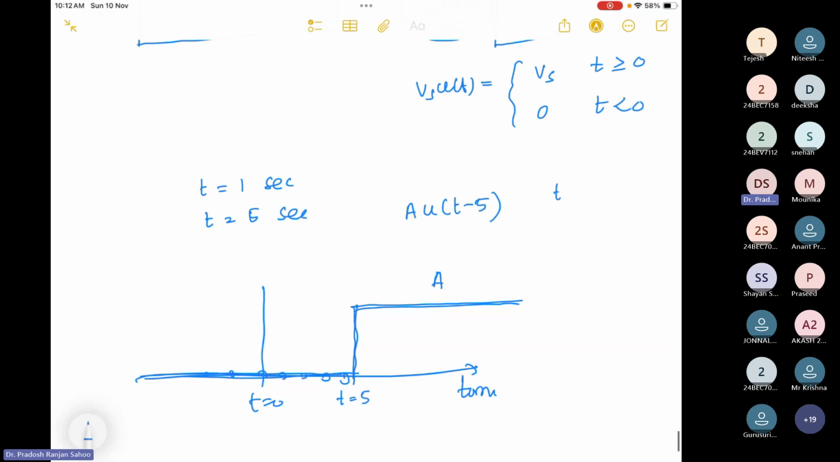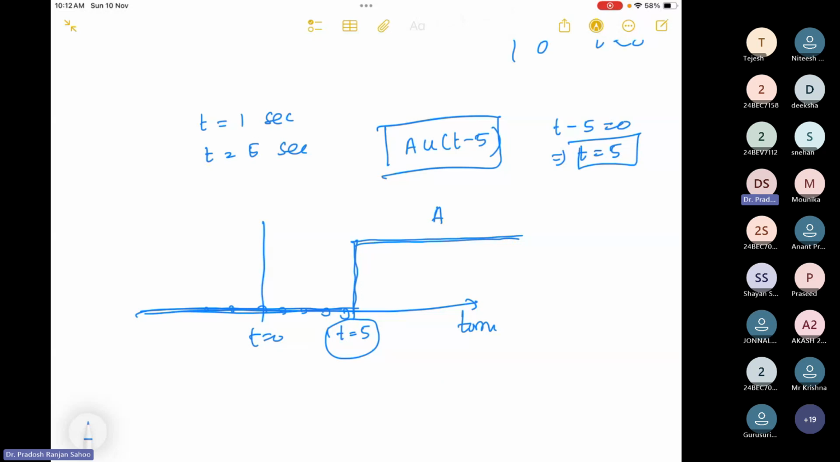That means if t minus 5 is greater than or equal to 0, I can write down t equal to 5. So at t equal to 5, I am putting a step signal. Before that, the amplitude is 0, and after that, the amplitude will be A. Similarly, I can switch on the circuit at t equal to -1, t equal to -3, which is practically impossible. Okay, so this is all about your step signal.